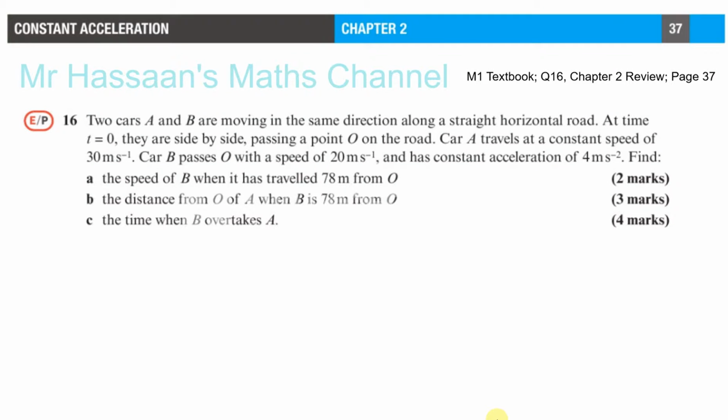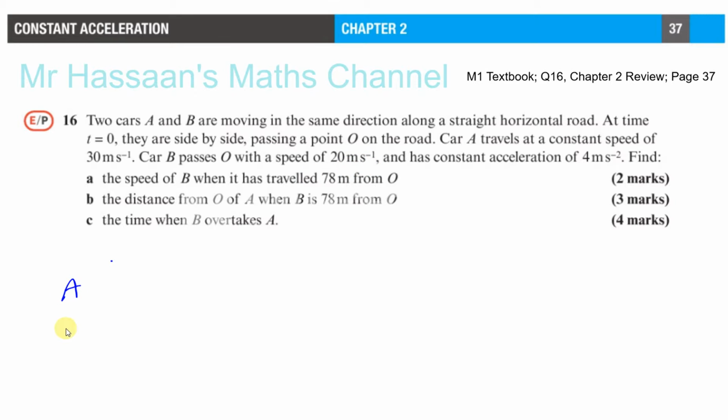Okay, so we have a question here from the M1 textbook. Question number 16 from chapter review 2, page 37. We're asked to answer this question about two cars A and B moving in the same direction along a straight horizontal road. At time t equals 0, they are side by side, passing a point O on the road. Car A travels at a constant speed of 30 meters per second and car B passes O with a speed of 20 meters per second.